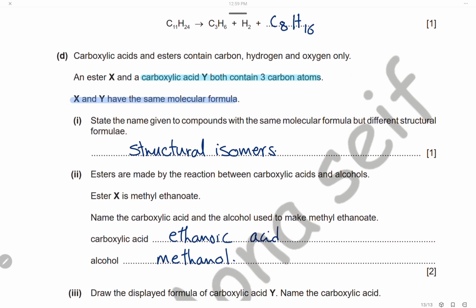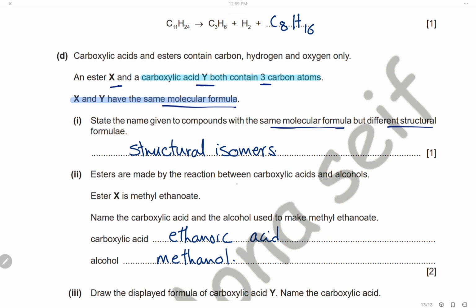Carboxylic acids and esters contain carbon, hydrogen, and oxygen only. An ester X and a carboxylic acid Y contain 3 carbons. So we have an ester made from 3 carbons, which is ester X, and carboxylic acid Y, which is also made from 3 carbons. Y and X have the same molecular formula. Y is the carboxylic acid and X is the ester. Both have the same molecular formula. State the name given to compounds with the same molecular formula but different structures. Of course, they are structural isomers.